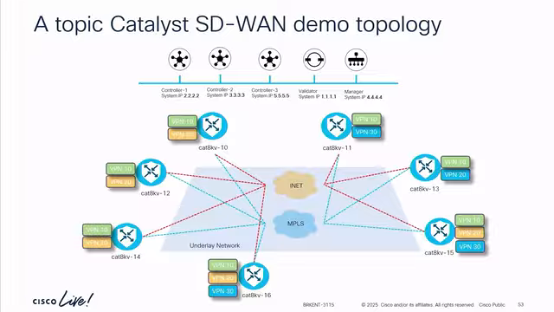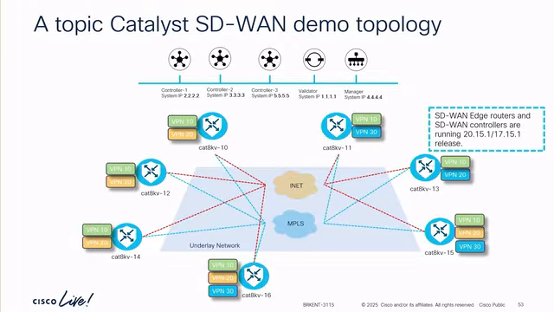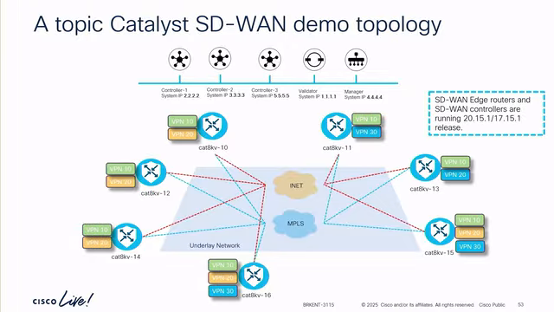In our topology, I have 3 controllers: controller 1, controller 2, and controller 3. The system IP is 2.2.2.2. Controller 2 has 3.3.3.3. And the commands or the debugs which I'm using in this topology are based on 20.15.1 or 17.15.1.